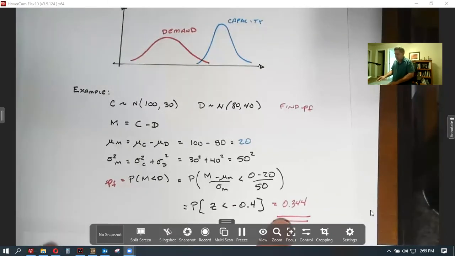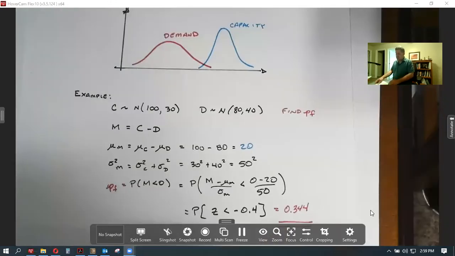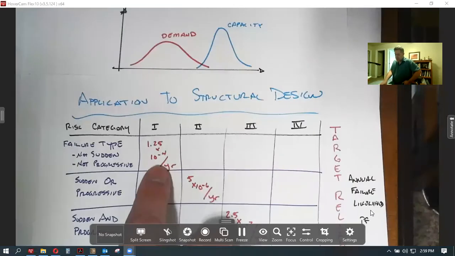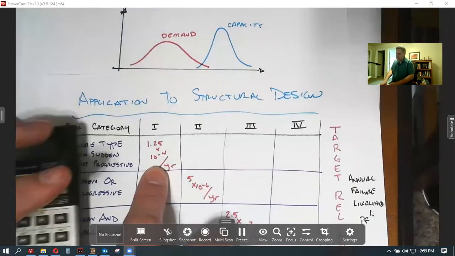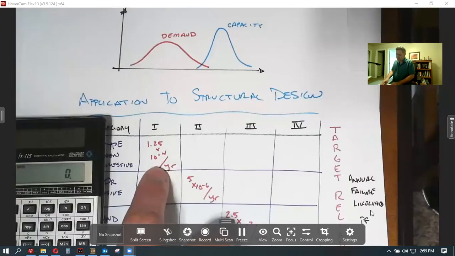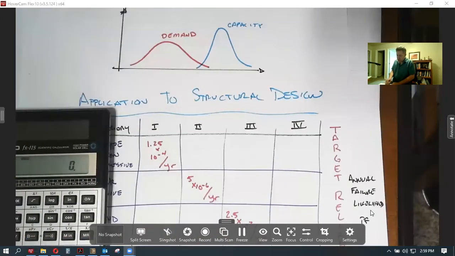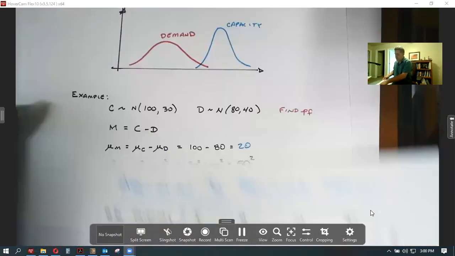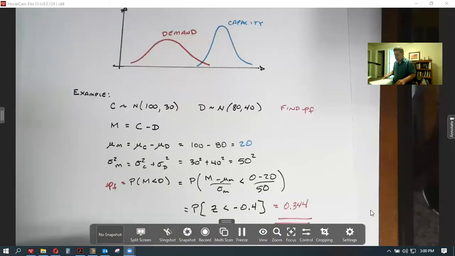When we're looking at structural design, let's just say it's an agricultural building. Well, for a yielding kind of failure limit where we have warning of impending doom, we're looking at 1.25 times 10 to the minus fourth per year as our estimate or target failure likelihood. That's a 1 in 8,000 chance here, right? And that's not what we got here. This is like a 1 in 3 chance. So there's a ratio of about 2,666.